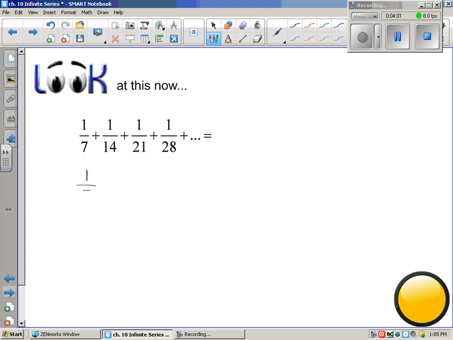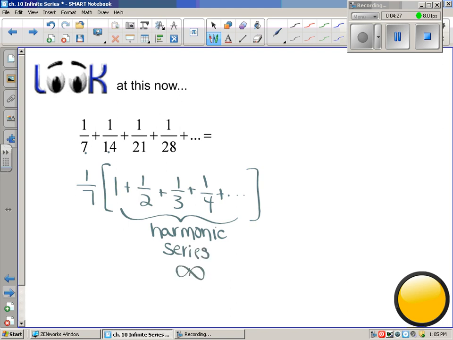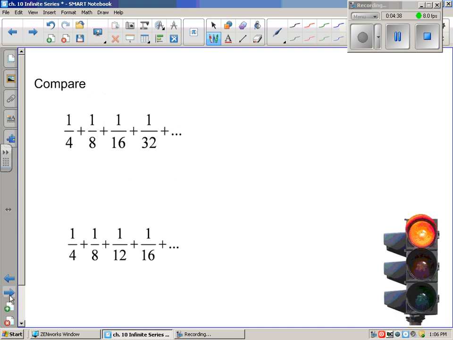If I took out 1/7, can you see that all of these denominators are a multiple of 7? The first term would be 1, the second term would be 1/2, the next would be 1/3, the next would be 1/4, and of course the others would be just as obvious. Again, we understand this to be the harmonic series, and we now know, just from the previous slide, that the harmonic series actually equals infinity. So therefore I have 1/7 times infinity, and as we learned in last chapter, that doesn't make much difference. It's still infinity.